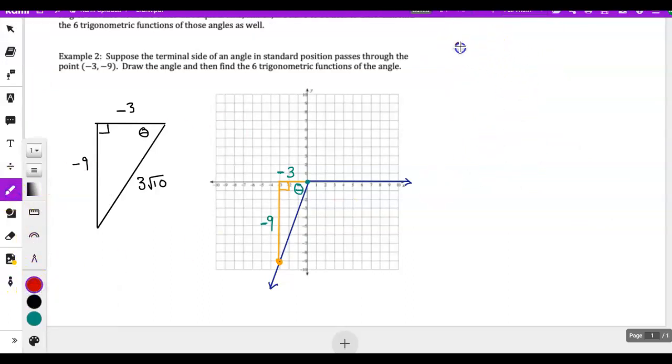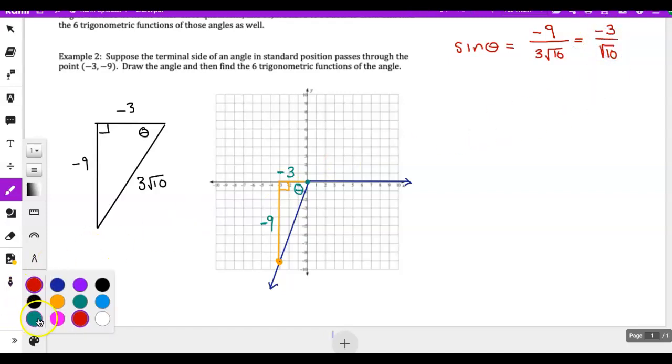All right, so I'm going to do the sine of the angle. Well, the sine is going to be the opposite. So here's -9, and then over the hypotenuse. And the hypotenuse is 3√10, so 3 square roots of 10. We have to simplify this. So first, 3 goes into 9. So this would be -3 over the square root of 10.